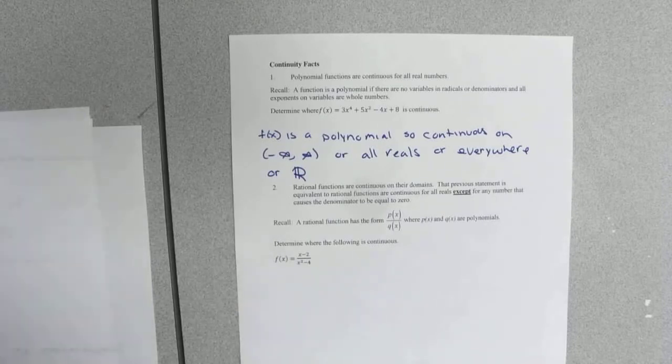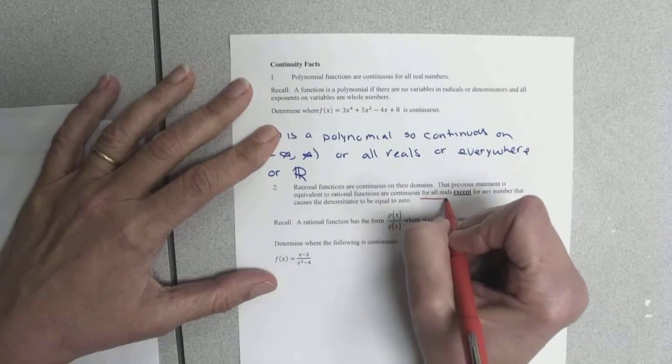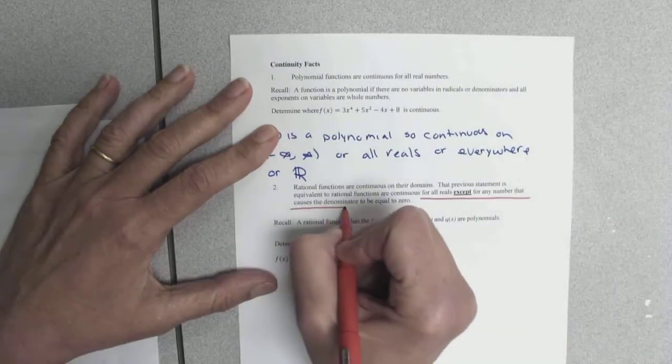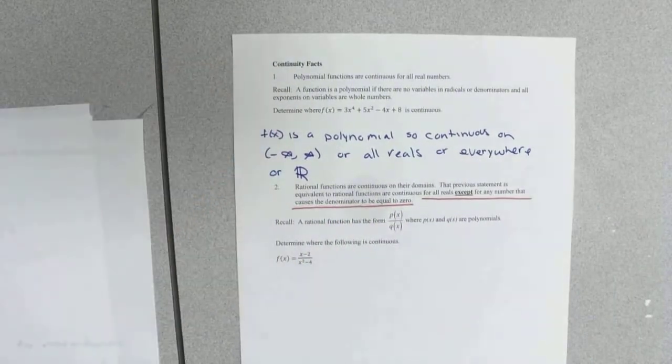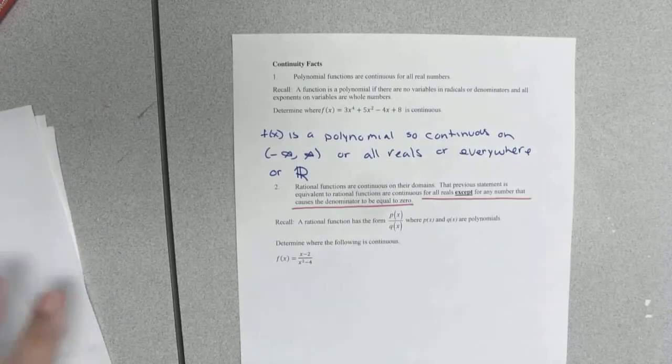Next rule, rational functions are continuous on their domains. That previous statement is equivalent to rational functions are continuous for all reals except for any number that causes the denominator to become 0. For all reals except for any number that causes the denominator to become equal to 0. Recall, a rational function has the form p of x over q of x, where p of x and q of x are polynomials. Determine where the following is continuous.